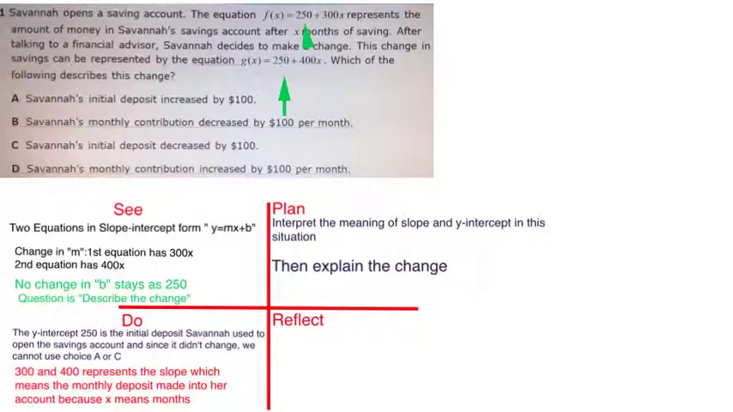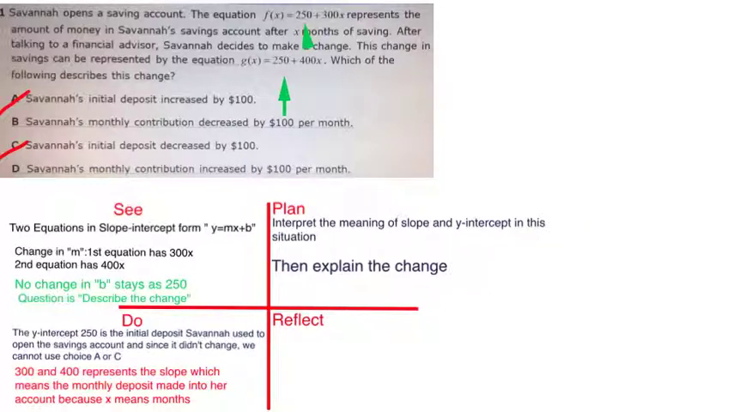Now, the y-intercept 250 is the initial deposit Savannah used to open the savings account. And since it didn't change, we cannot use choice A or C, because here it says the initial deposit, which is the y-intercept, increased by 100. Well, it didn't change, so we can't say it increased. So that is out, we can cross that out. We can also cross out C because it also says the initial deposit decreased, and it did not.